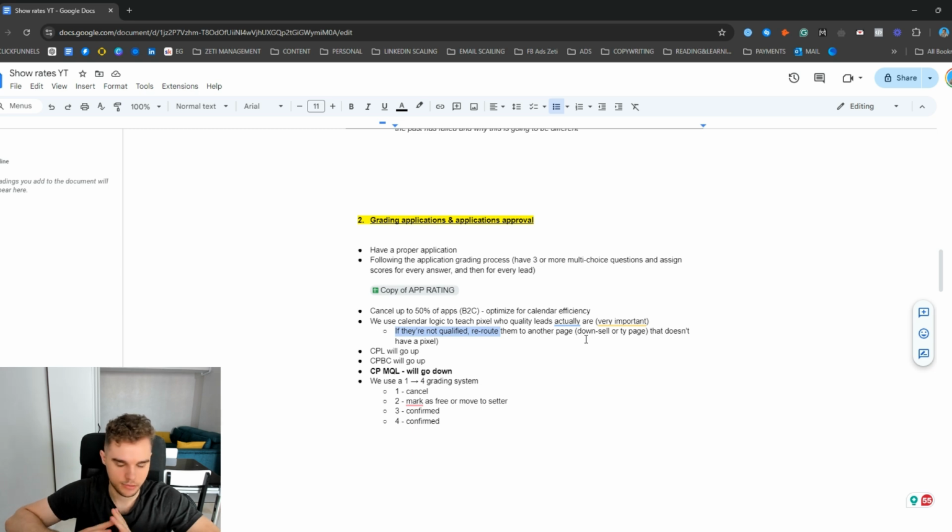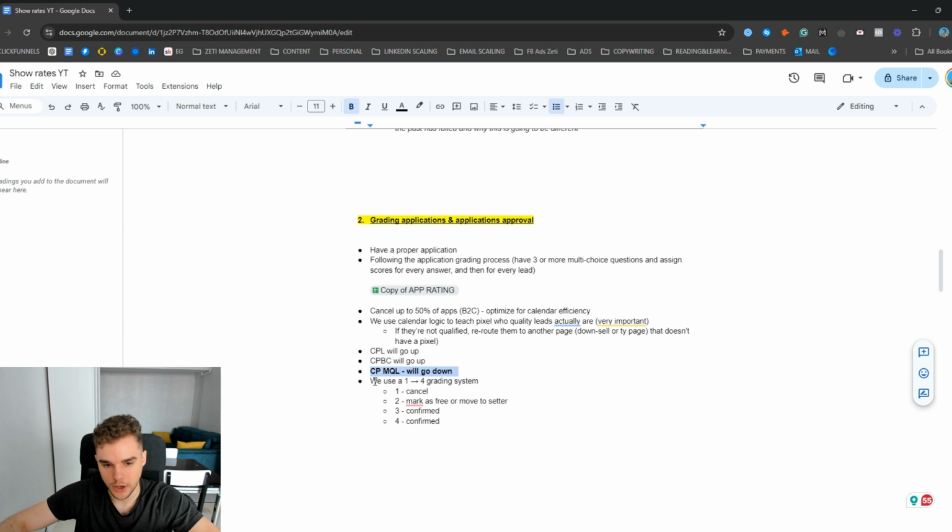And this is definitely going to completely change the quality of the leads that are going to come through the ads. So how this is going to affect the numbers is cost per lead is going to go up, cost per booked call is also going to go up, but the cost per marketing qualified lead, essentially cost per qualified call, is going to go down. So you definitely want to do this.